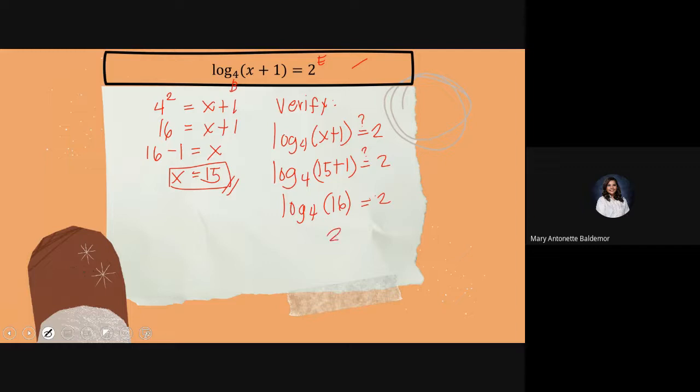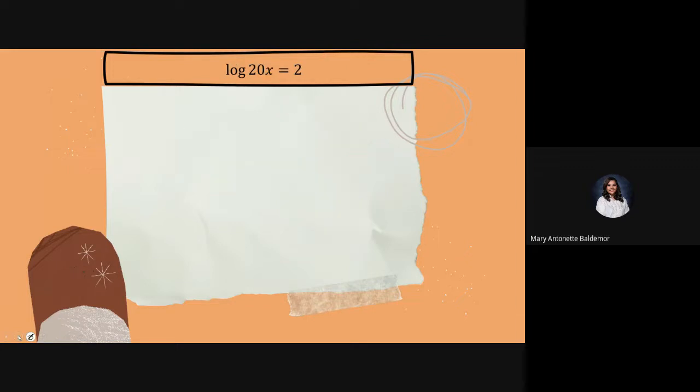Okay, so using the calculator, we check that it is equivalent to 2. So therefore, our answer here is x is equal to 50. Next, the logarithm of 20x is equal to 2. Now, in this case, we do not have the base here. By definition, if there is no base, it means that the base is 10.